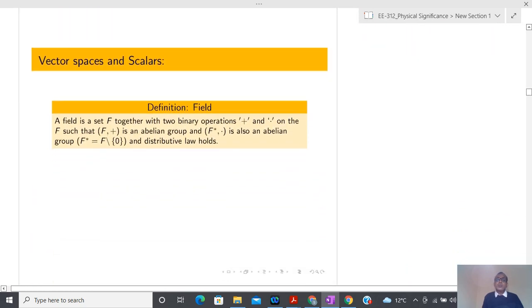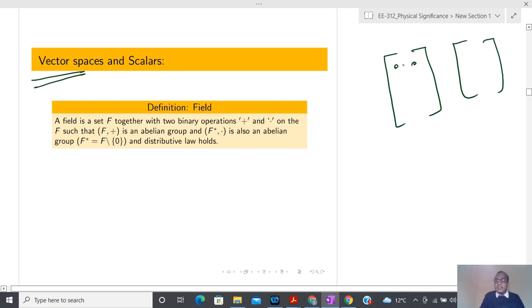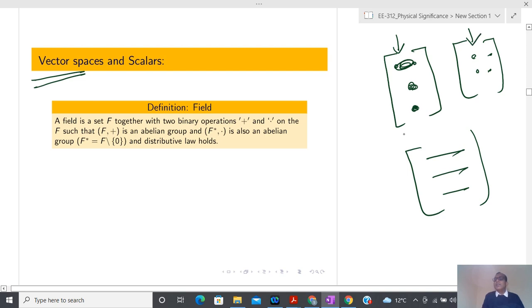Now, in order to define a vector space, I need the definition of a field. Because whenever I define a vector space, I have a space like this, where each entry of the column vector is a scalar, or here I have functions. So to define a vector space I need a scalar, and I have to extract that scalar either in the form of a column vector, matrices, functions, or a combination of these.